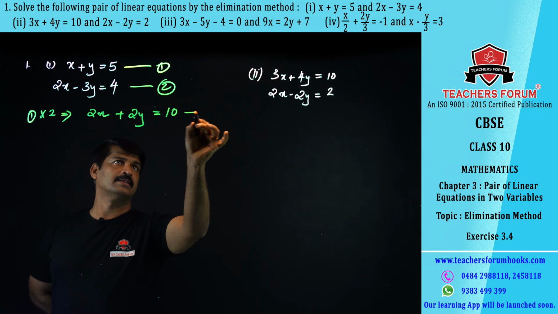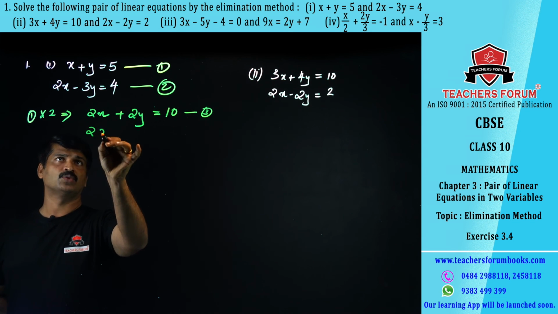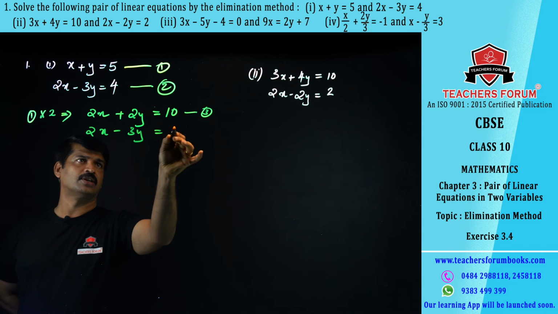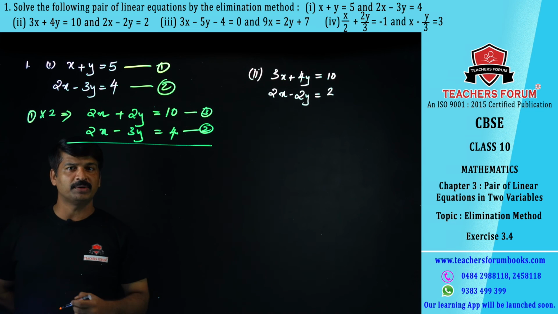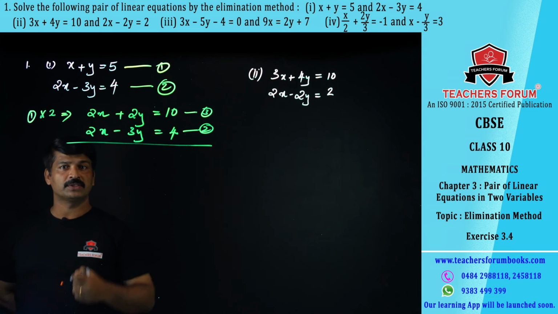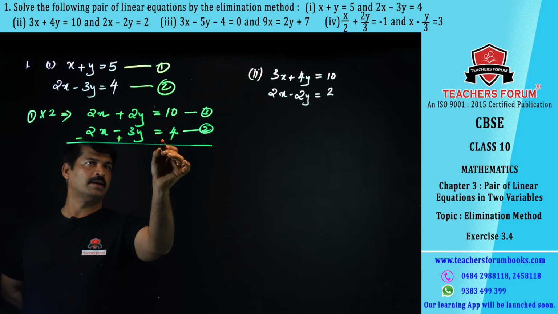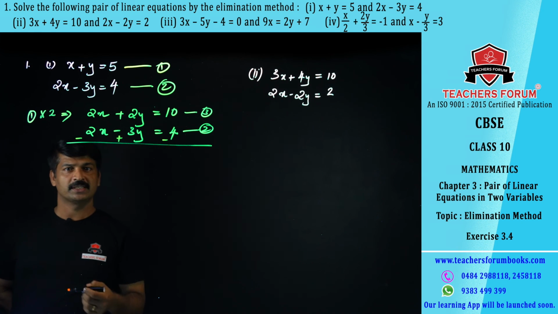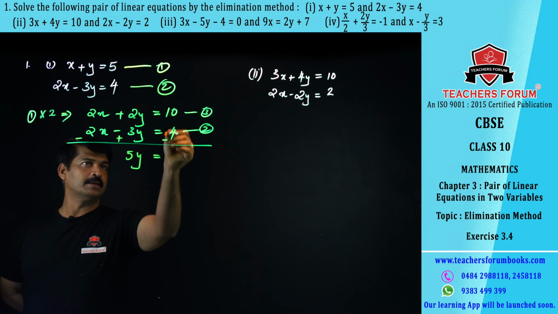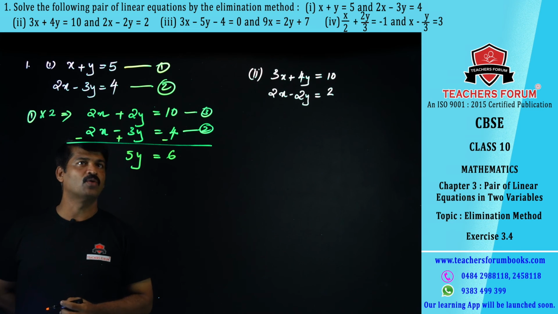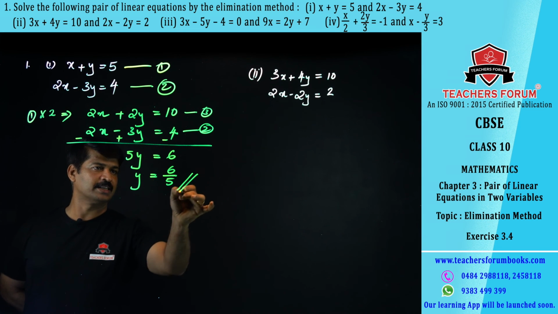Now let us write this as equation number 3. Now let us write the second equation as usual, that is 2x minus 3y is equal to 4, equation number 2. Here, if you subtract these two equations, the x terms get cancelled, isn't it? Let us subtract. When you subtract, you have to change the sign and add: 2x minus 2x becomes 0, 2y plus 3y becomes 5y, and 10 minus 4 is 6. Now, what is the value of y? The value of y equals 6 by 5. Now you get the value of y.